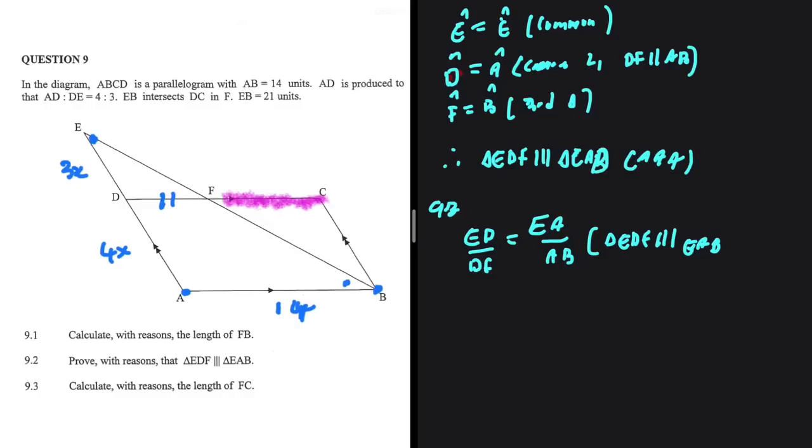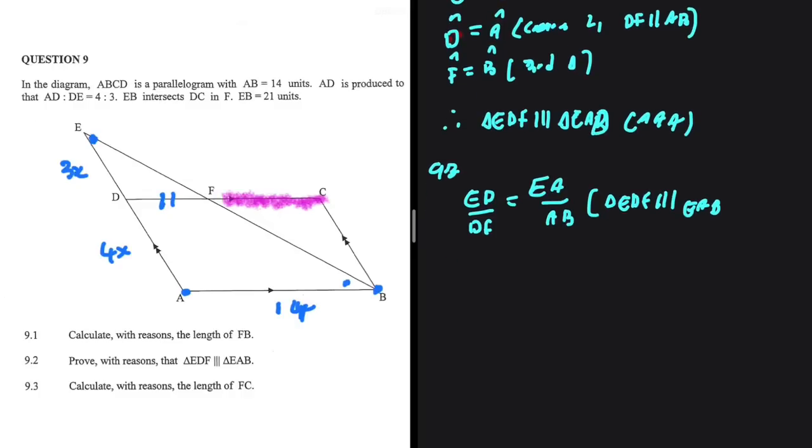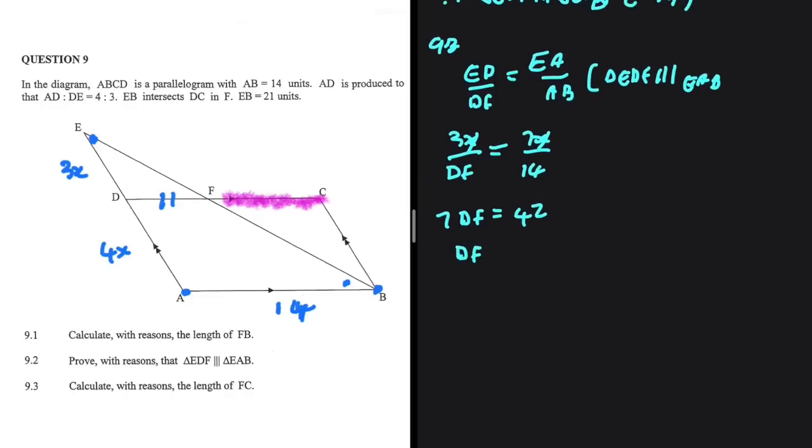So there we go. ED is 3x. DF is what we are interested in. This is equal to EA, which is 7x. AB is 14. x and x can cancel out. If we cross multiply, we have 14 multiplied by 3, which is 42. So 7DF is equal to 42. 42 divided by 7 is 6. So DF is equal to 6.